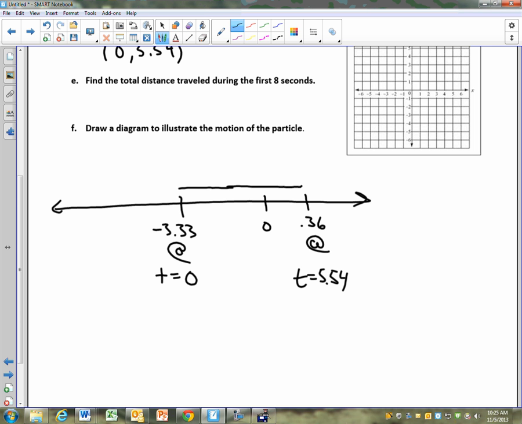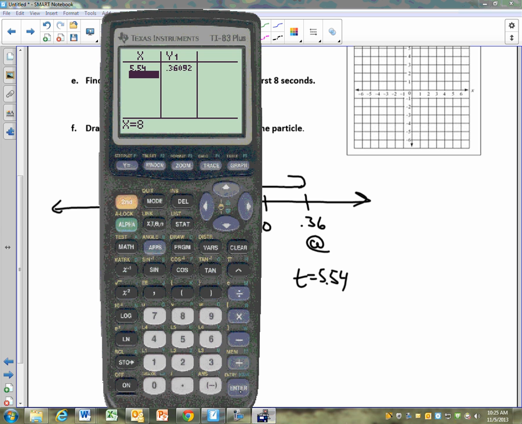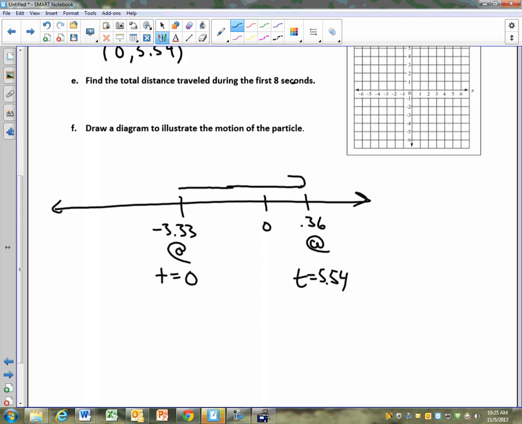What does it do after that? It turns around. We want to know at time 8. Very good, Brooke. So now I'm going to plug in 8, and I get 0.33. So we put 0.33 at time equal to 8.